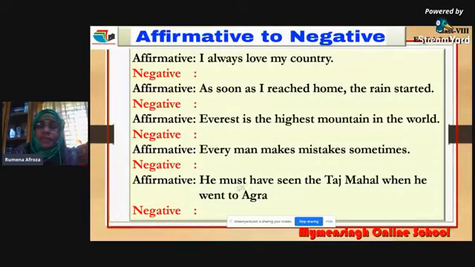He must have seen the Taj Mahal when he went to Agra. What will be the answer? Here must is used. So can you recall, if you find must in the affirmative form, what words will be used in the negative form? Yes students, cannot but or cannot help. He cannot but have seen the Taj Mahal when he went to Agra.